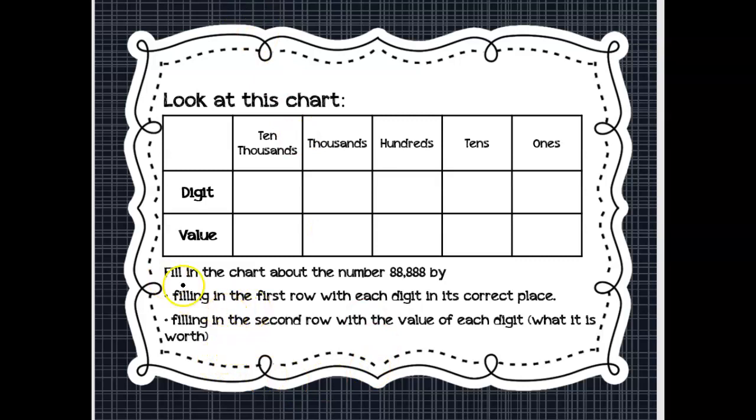So this says, let's fill in the chart about the number 8,888 by filling in the first row with each digit in the correct place, and then filling in the second row with the value of each digit. So they want us to do 8, 8, 8, 8, 8. Okay, so we've got our 8's drawn, and now they want us to do the value of each one.